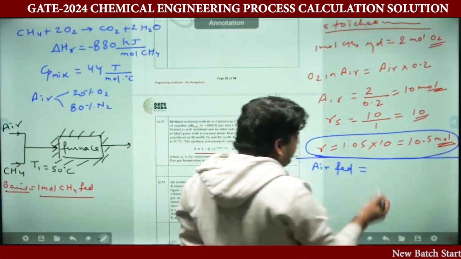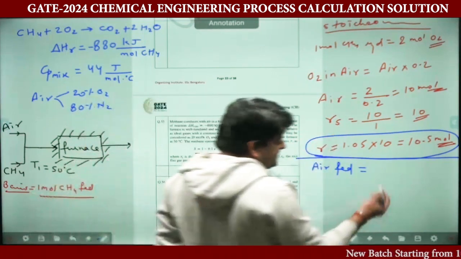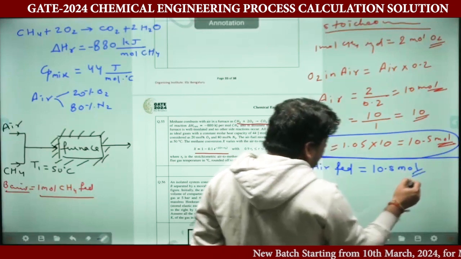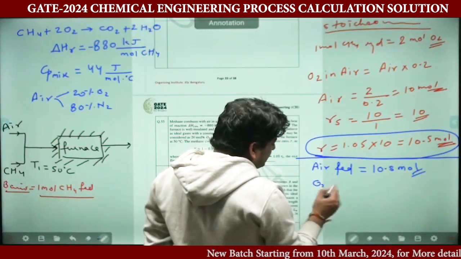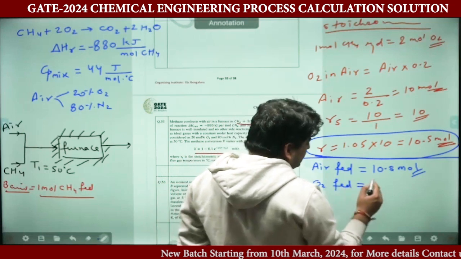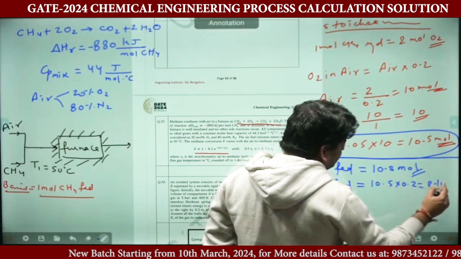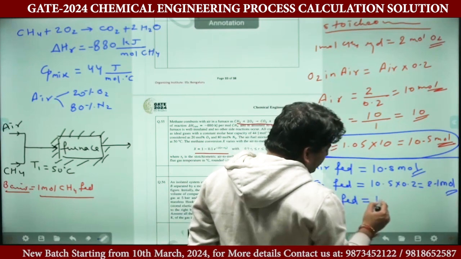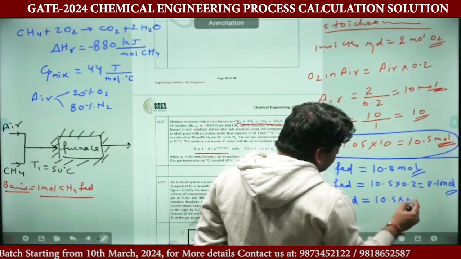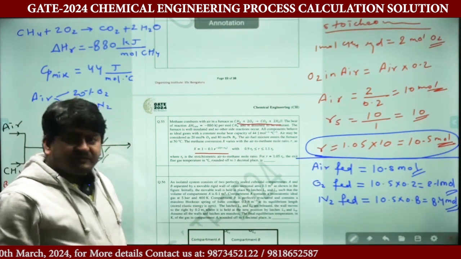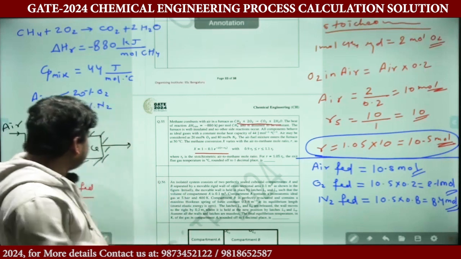Amount of air fed will be 10.5 mole, because CH4 fed is 1 mole only. So air fed is this. So O2 fed will be 10.5 into 0.2, that is 2.1 mole, and N2 fed will be 10.5 into 0.8, that is 8.4 mole. We got this part. Now we will see the amount of the components in the outlet.